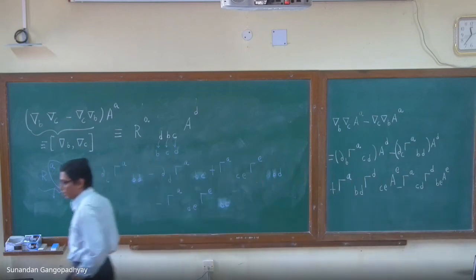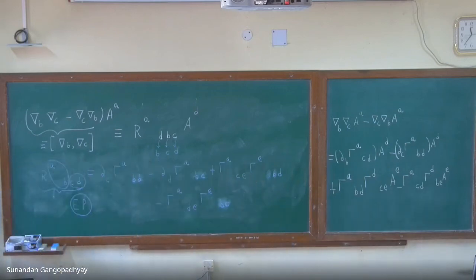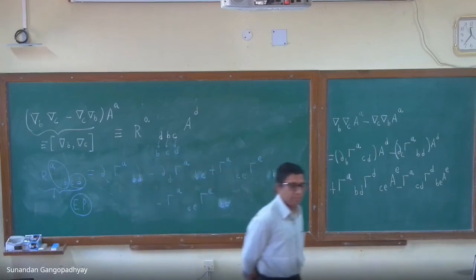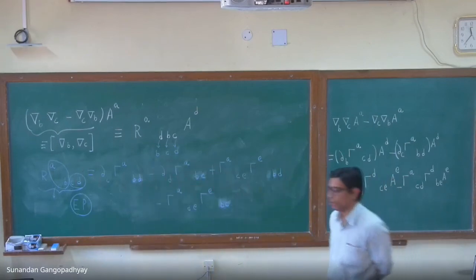Something important. And then you should also get the Bianchi relation. There is another identity which is the Bianchi identity. Please do it. See whether you get that relation or not.